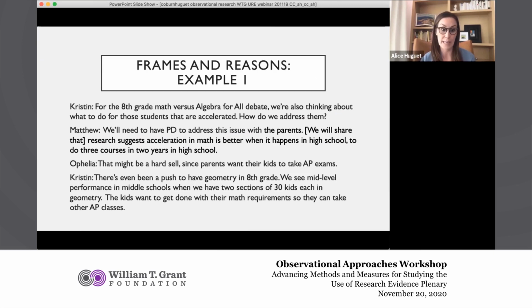So again, this is from the same decision trajectory, where the focal policy question was whether or not to eliminate the 8th grade algebra for all policy at the district, and whether or not they should include some form of accelerated math for their higher performing students. So Kristen begins this conversation by asking, what should we do about these high performing students? I just want to take a moment, if you could read this example. I don't want to read it out loud for you, so maybe 1 minute to read quickly.